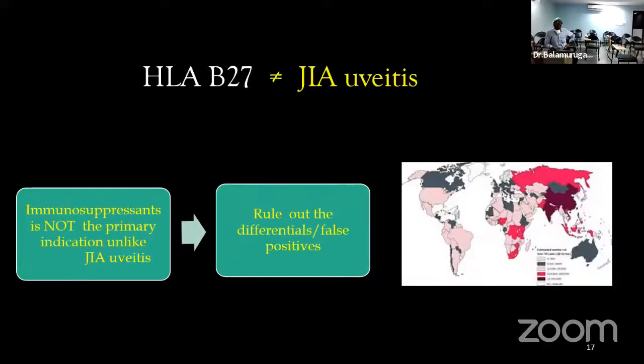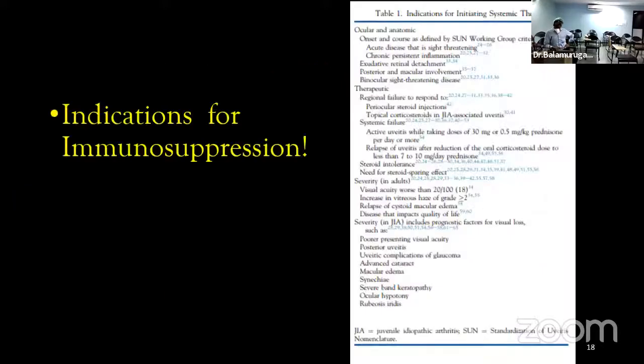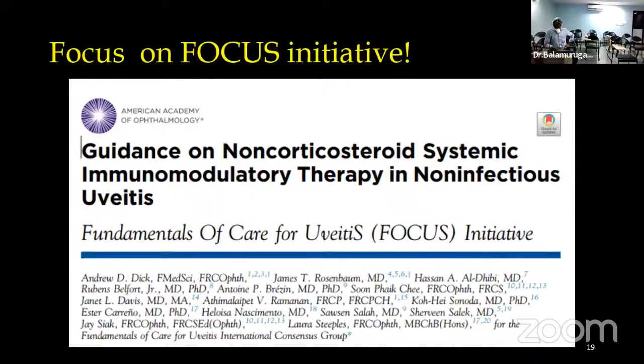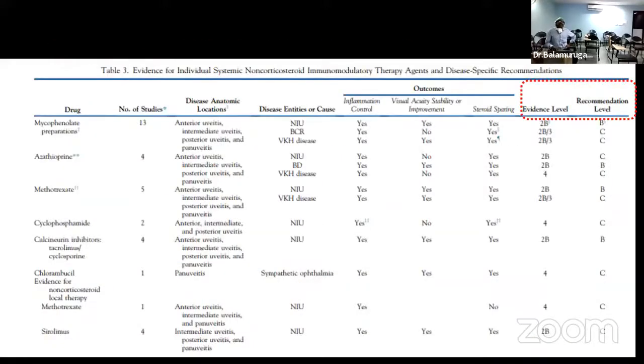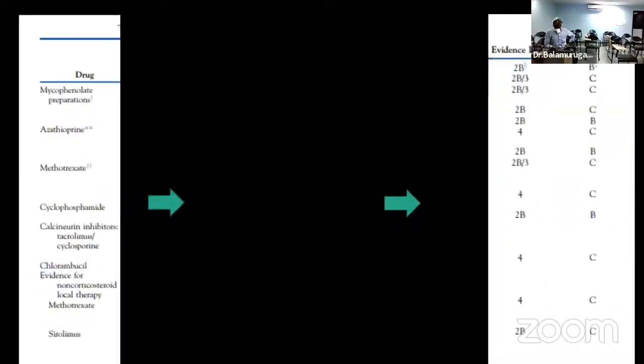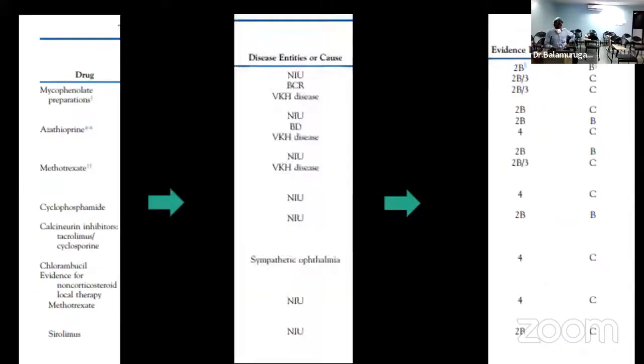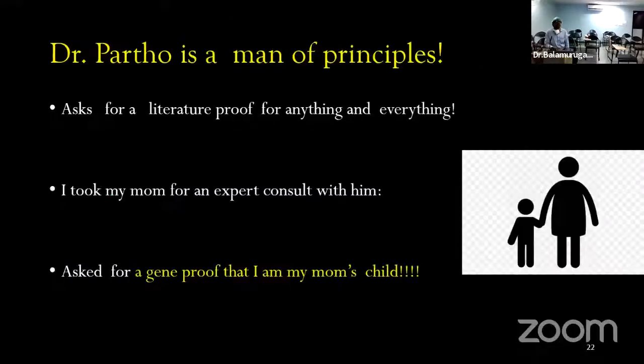HLA B27 is not equal to JIA arthritis. Immunosuppression is not the primary indication. Unlike JIA uveitis, we have to rule out the differentials in the false positives. We are living in a TB-endemic country. Indications for immunosuppressants are neatly enlightened by the recent FOCUS initiative article, where they clearly outline the evidence and the recommendation level. On thorough searching of this article, I couldn't find any mention of HLA B27 as a disease entity, although it speaks of non-infectious uveitis.